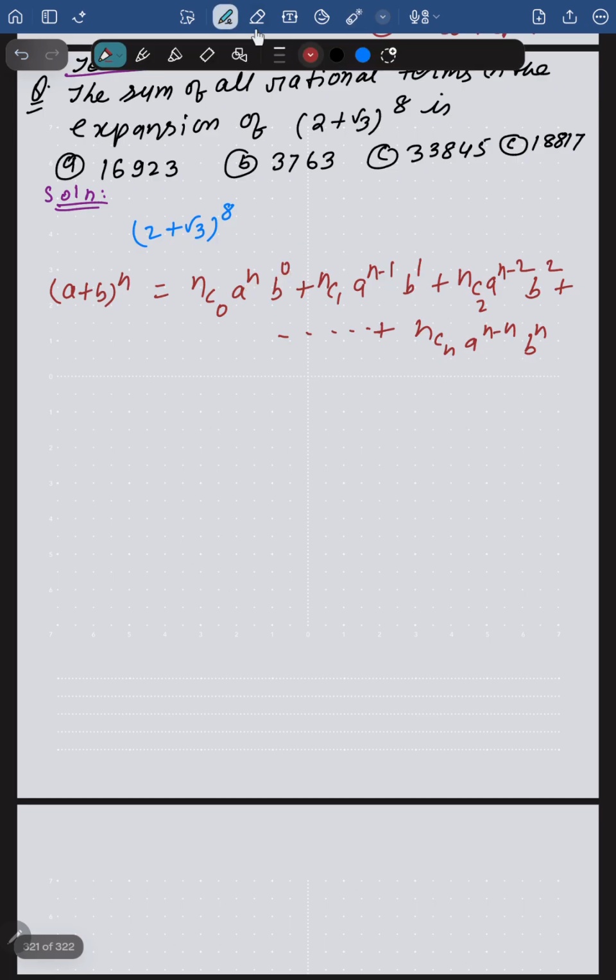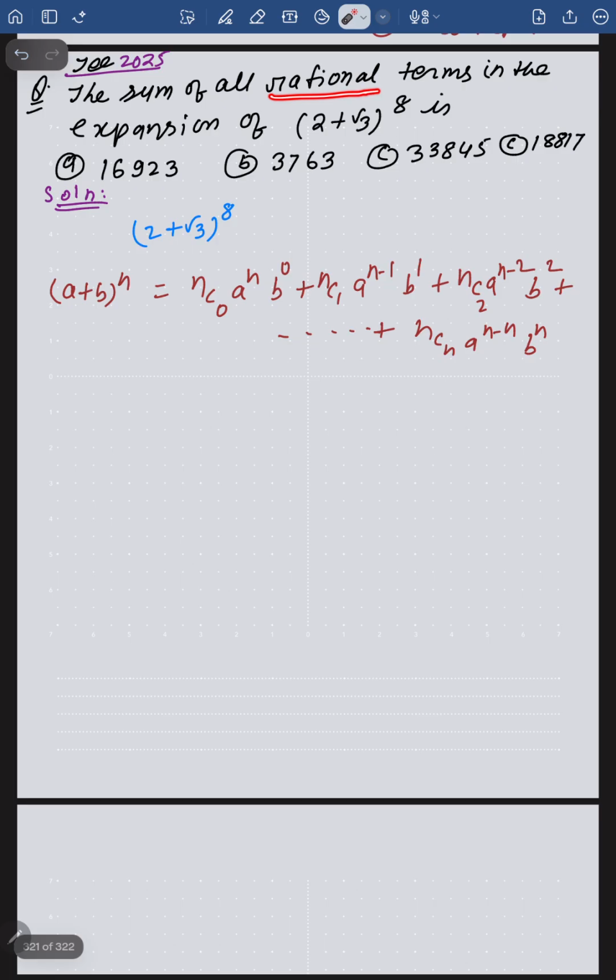You know this also. What do you mean by rational terms? Rational terms means the numbers which are in the rational form, which can be expressed as p by q form, p and q belong to integers and q not equal to 0. And irrational terms are those which are generally the square root of prime numbers. Prime numbers, the numbers who have only two factors, the number itself and 1.